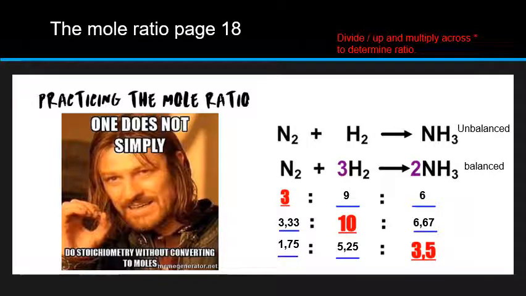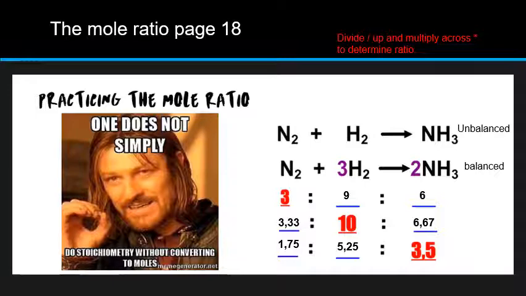Okay? I'm going to divide up, and I'm going to multiply across to determine this ratio when there's a change. So 3 divided by 1 times 3 is 9. 9 divided by 3, okay, times by 2 is 6. That is how we work it out.